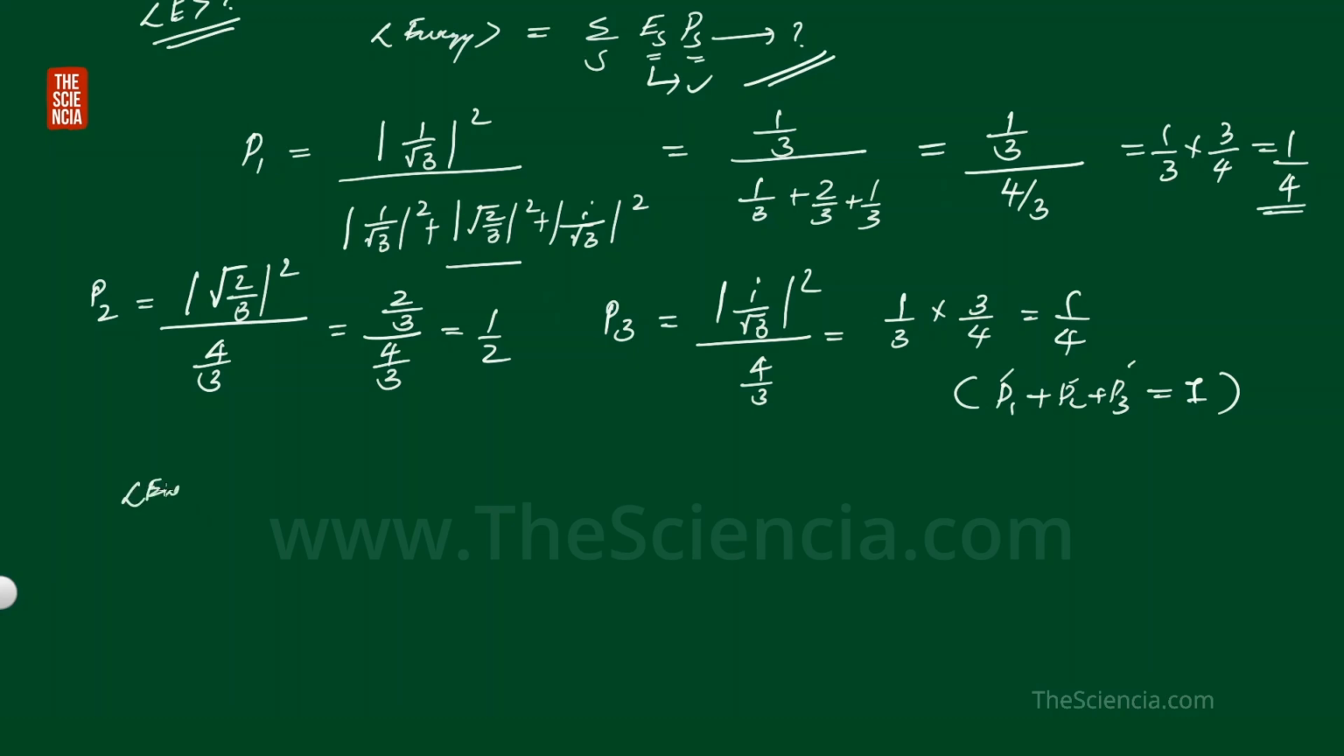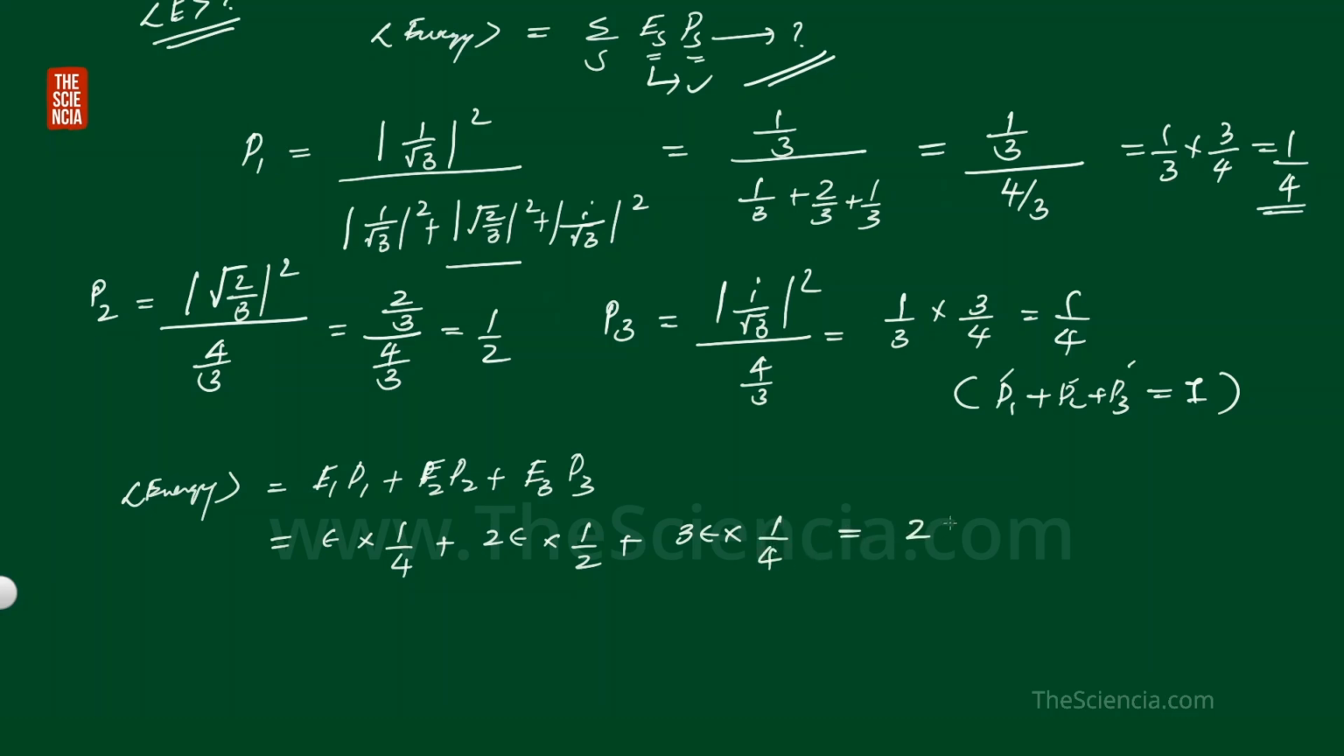So average energy will be equal to summation over s of E_s P_s, that is E1 P1 plus E2 P2 plus E3 P3. So what is the E1 energy? That is E into P1. What is the probability? That is 1 by 4, plus what is E2 energy? That is 2E, it is already given, right? Into P2, P2 is 1 by 2, plus what is E3? E3 is 3E into what is P3? That is 1 by 4. So adding these terms, we will get this is equal to 2E.